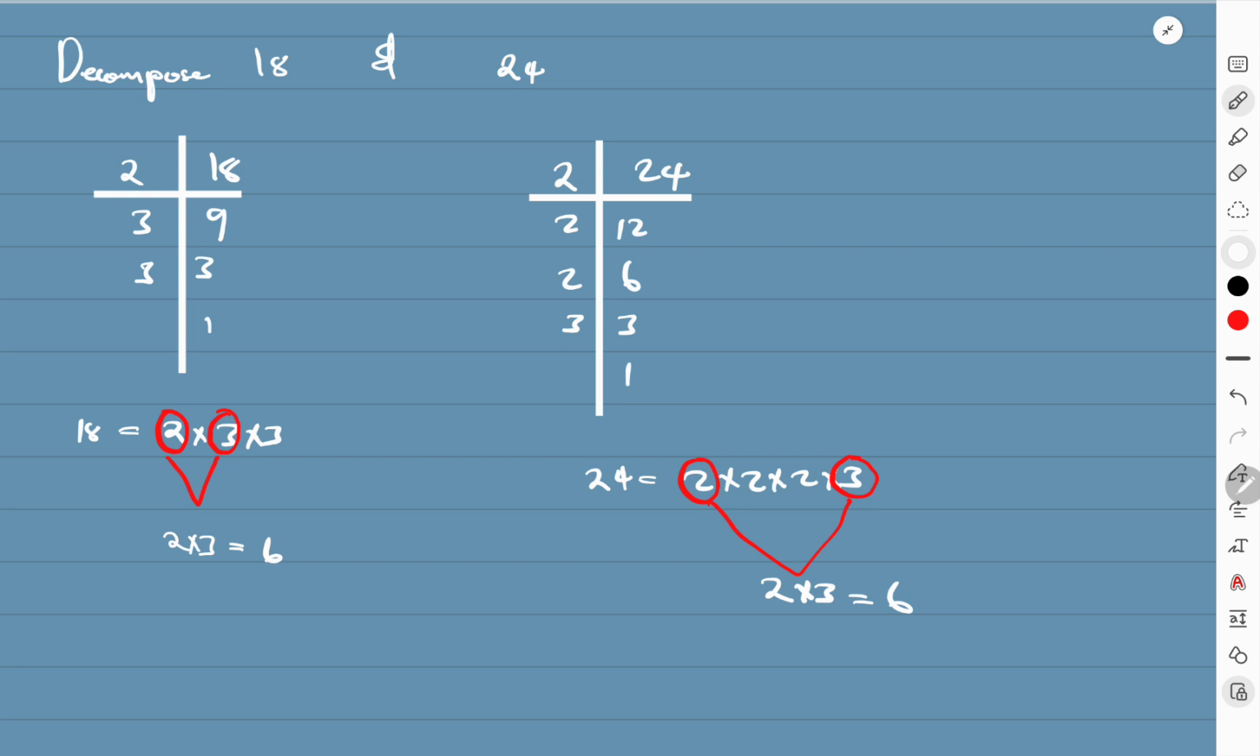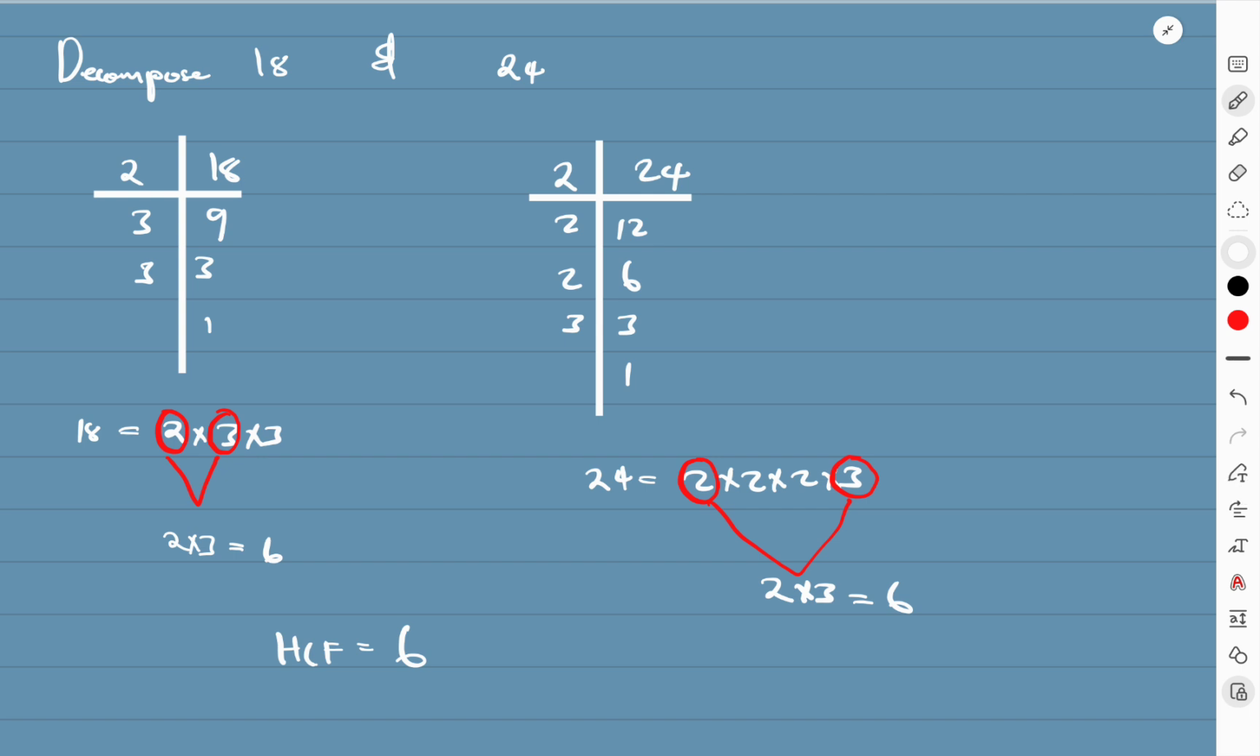So the multiplication of the numbers that are common within the prime numbers, that particular number is going to be your highest common factor. It means my highest common factor, when I use decomposition, is going to become 6 between 18 and 24.